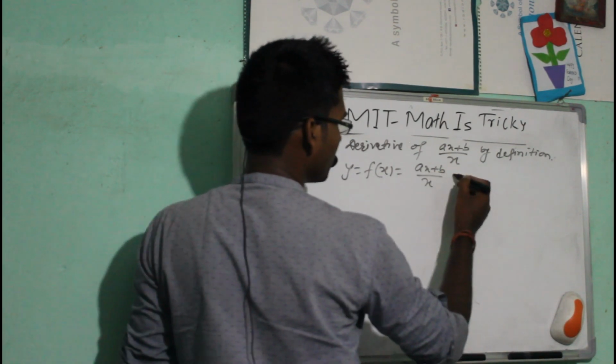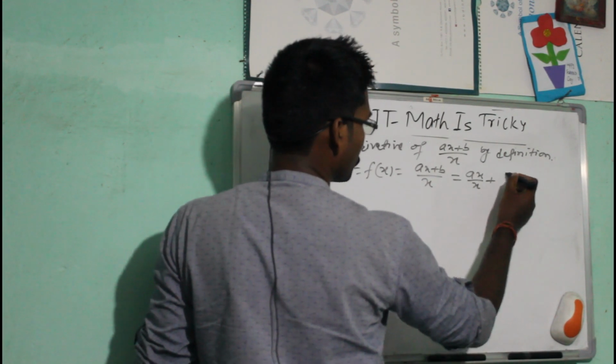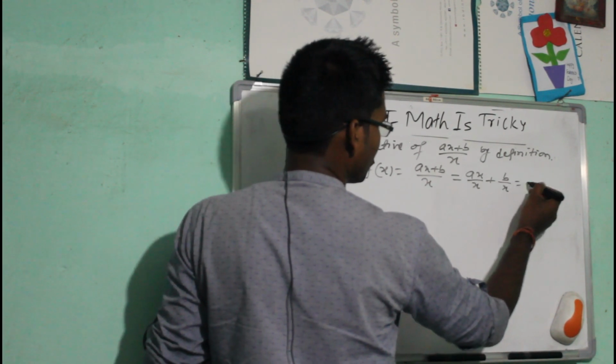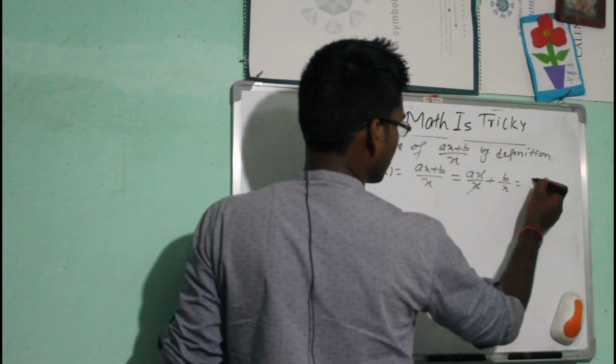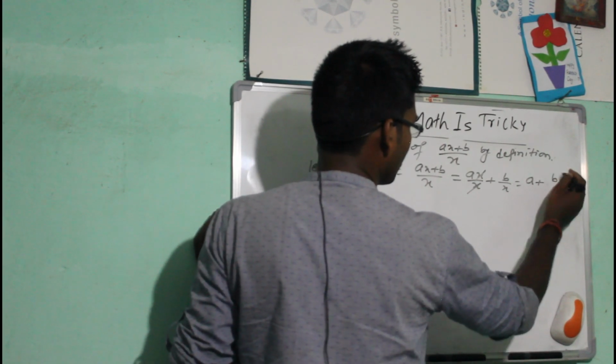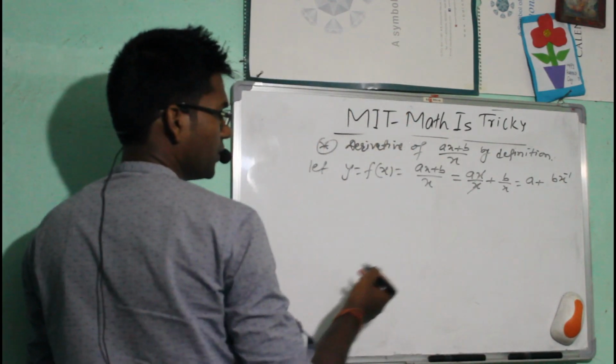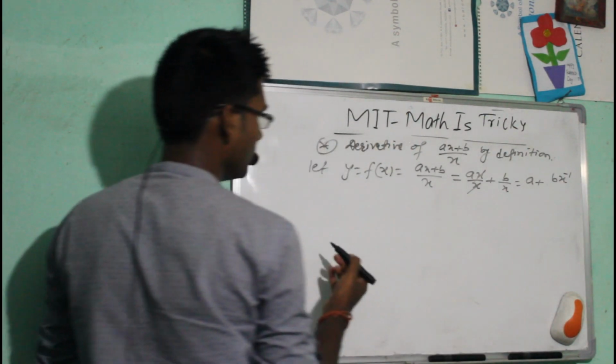Simply what we do here, first we'll simplify this, so it can be written as ax by x plus b by x, and this is simply a plus b by x. We can write this simply as a plus b into x power minus 1. We are going to find the derivative of this. It will be easy for us.